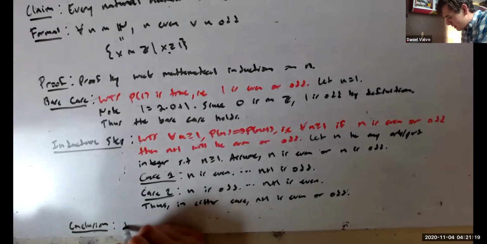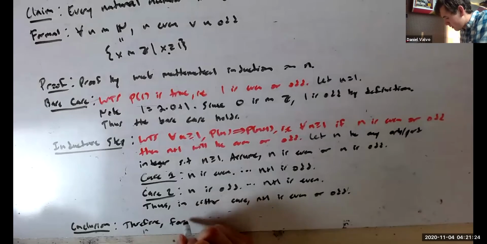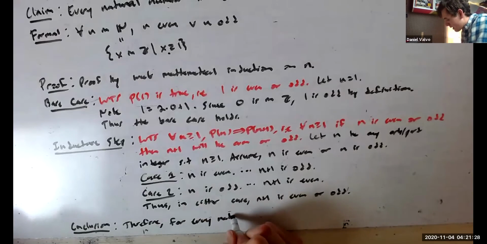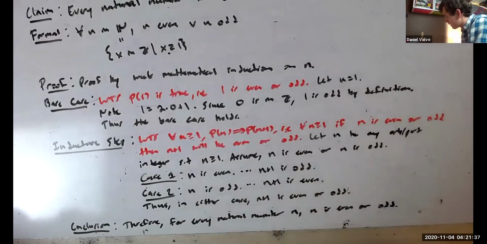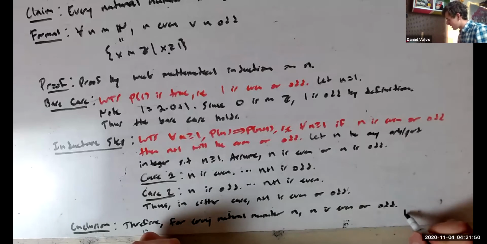So, conclusion: therefore, for every natural number n, n is even or odd. Square, you're done. Oh, nice.